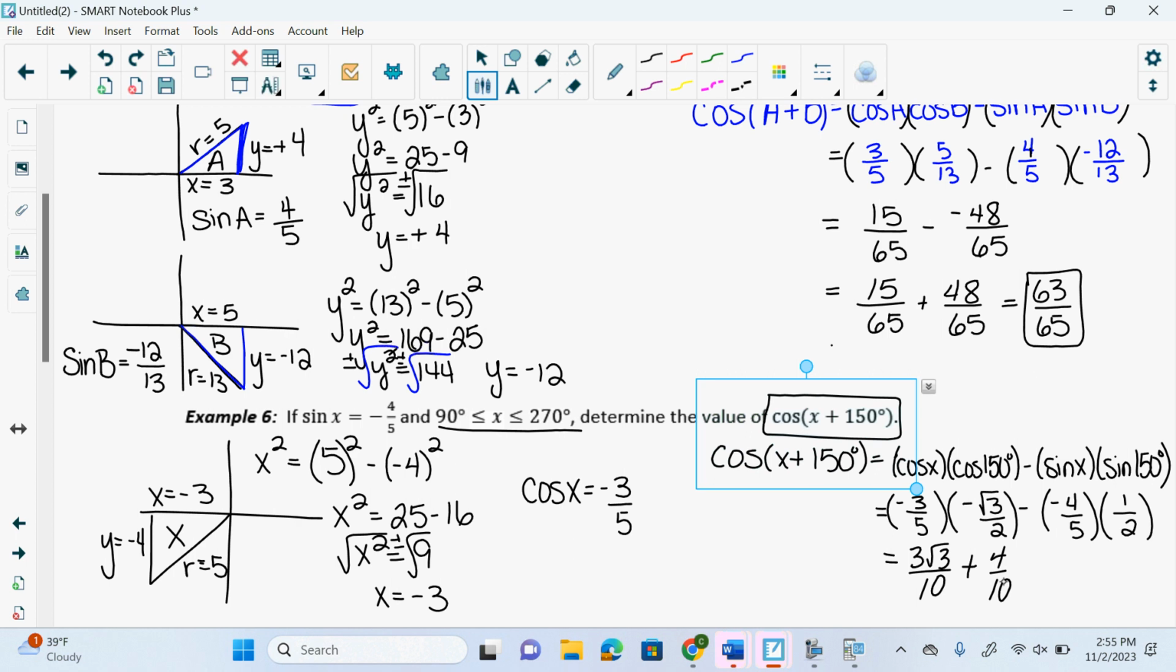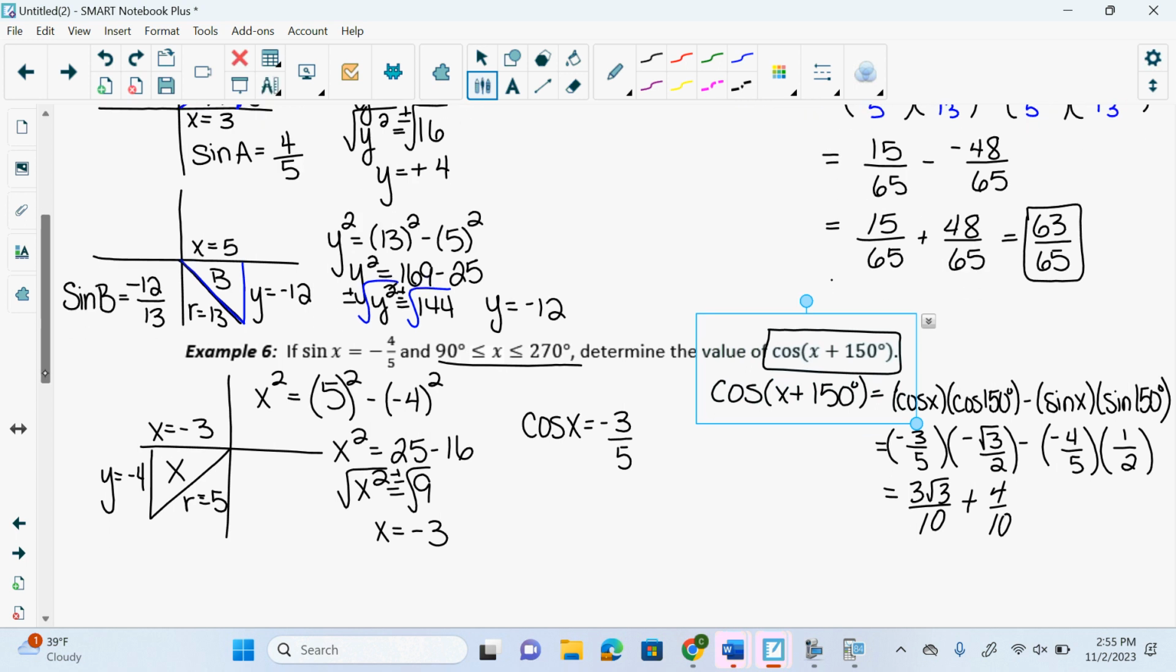And then I just get that, all over 10. Can I put these together? That's like having 3x plus 4. Can I put those together? No. So you can only add radicals that have the same radicand. We taught that in grade 11 as well. So I'm left with 3 root 3 plus 4, all over 10.